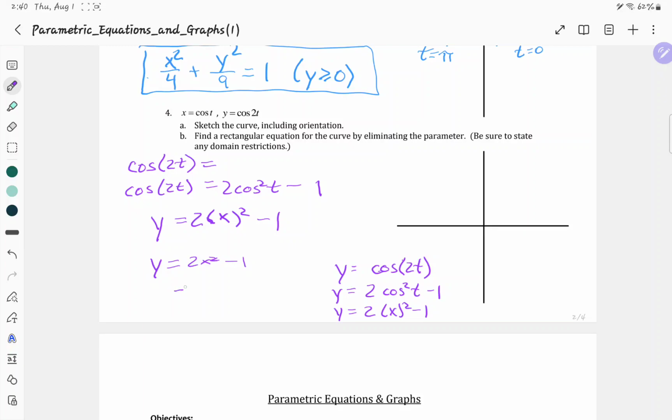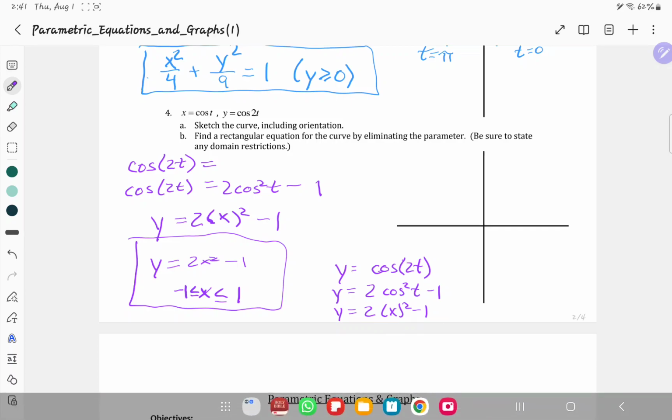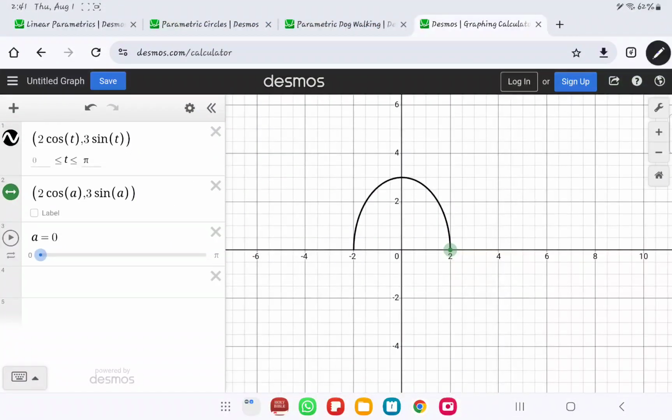So I could probably go ahead and just put that in right now, and then we'll confirm this with our graph. So this is kind of what I'm expecting out of my graph. Let's go ahead and sketch the curve, include the orientation. I could probably sketch that by hand if I wanted, just going off that rectangular equation, but we'll go back to Desmos and see what we get with that.